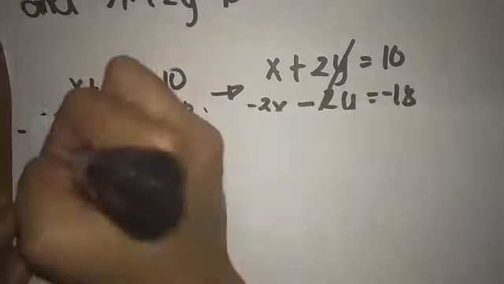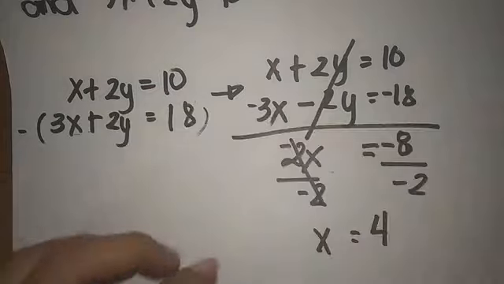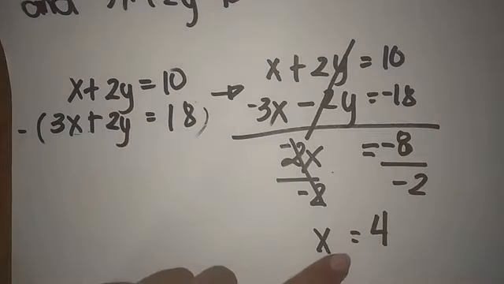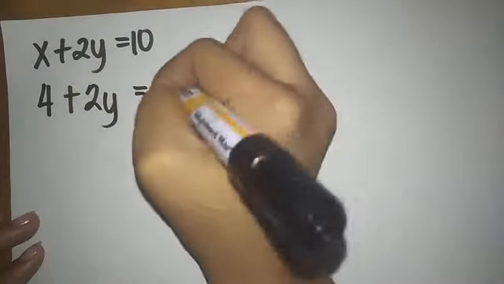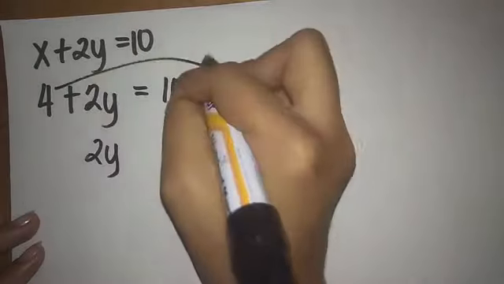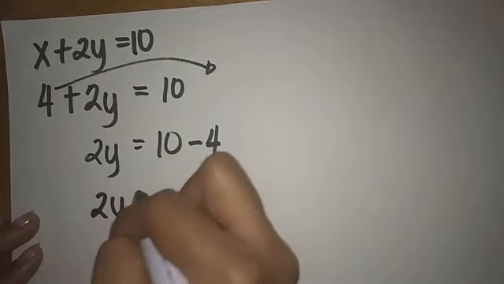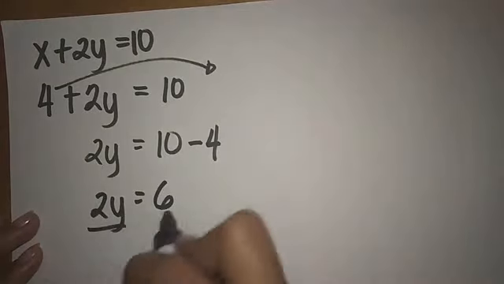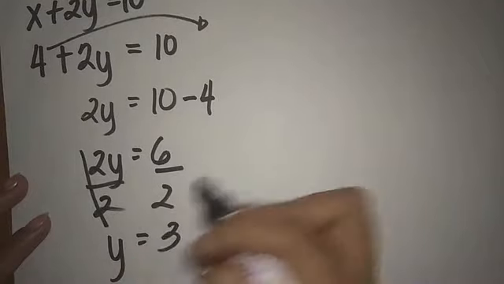So, x plus 2y is equal to 10. We just substitute for x the value we got earlier, which is 4. So, 4 plus 2y is equal to 10. Transpose it, or move the positive 4, and it becomes negative 4. So, 2y is equal to 10 minus 4, which is 6. Then divide both sides by 2. Cancel. So, we have y is equal to 3.